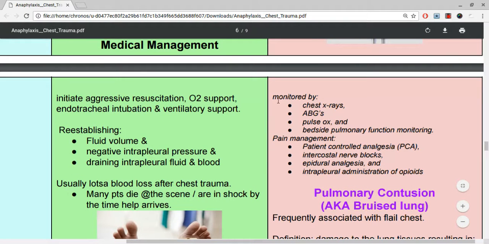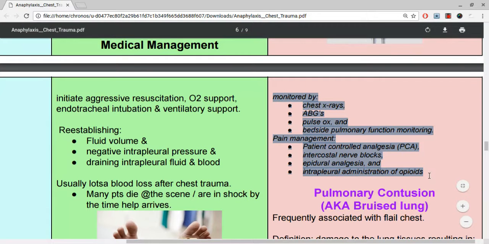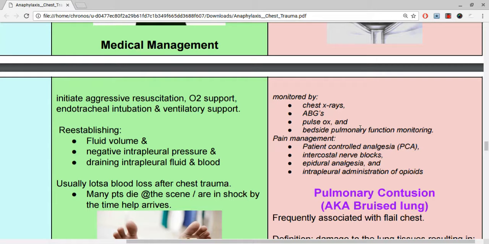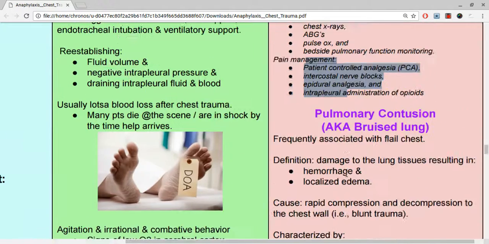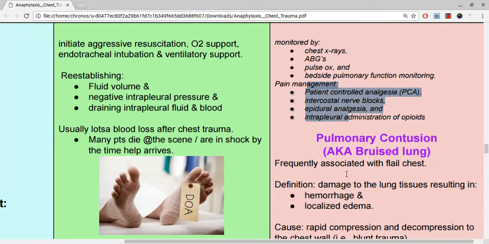And I put this in italics because it's basically the same things that we already mentioned. You're going to be monitoring the chest x-rays, ABGs, pulse ox, and pulmonary function tests. You're going to be managing their pain through all these medications. And that's it for flail chest. Now we're going to move on to pulmonary contusion, aka a bruised lung.